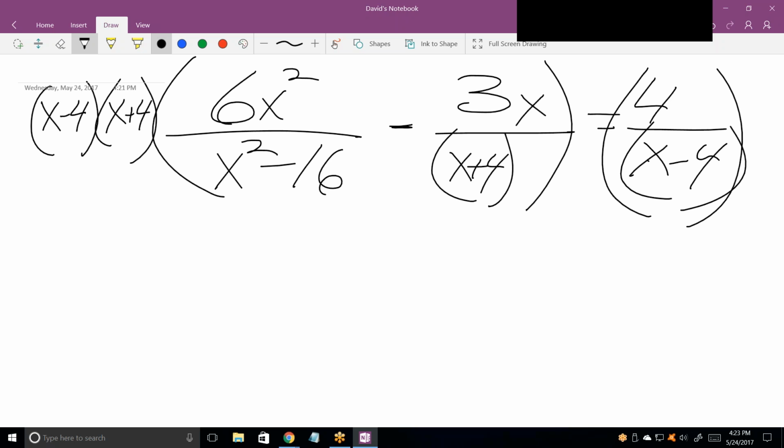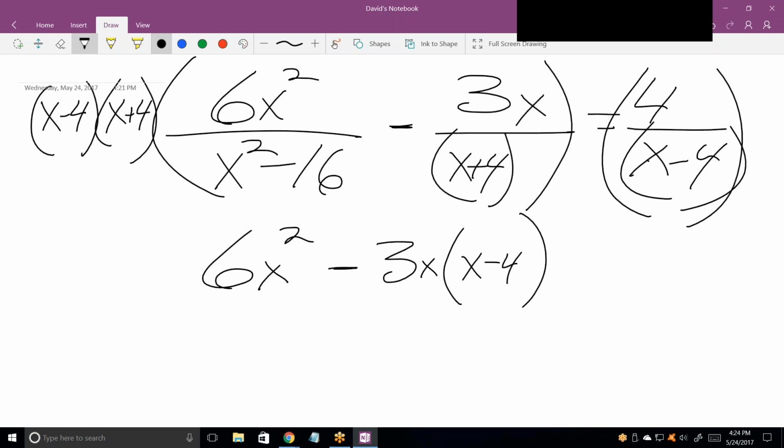So it becomes 6x squared minus what? 6x squared minus 3x times x minus 4. Don't be afraid to write it piecemeal like this. That's the best way to do it, really. Equals 4 times what? Equals 4 times x plus 4.